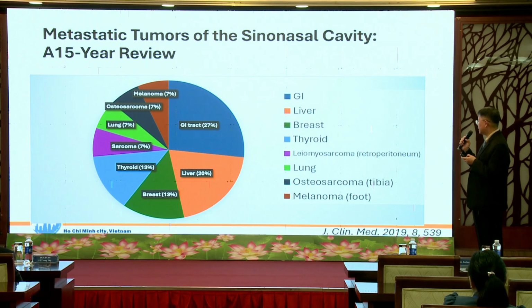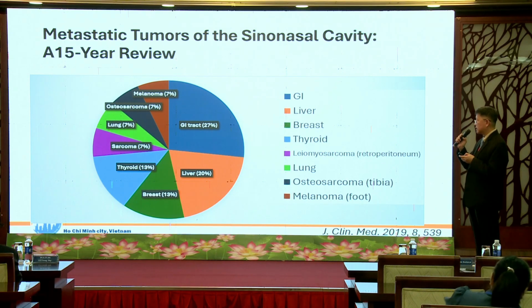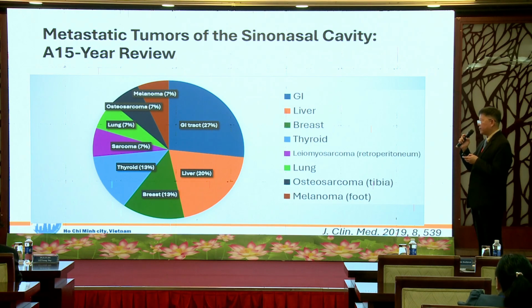There's one article, one series reviewing metastatic tumors to the sinonasal cavity. This series had the GI tract as the most common primary tumor that metastasizes to the sinonasal tract, with 27%, followed by liver, like in our case, and thyroid and breast are the third most common tumors that metastasize to the sinonasal tract.